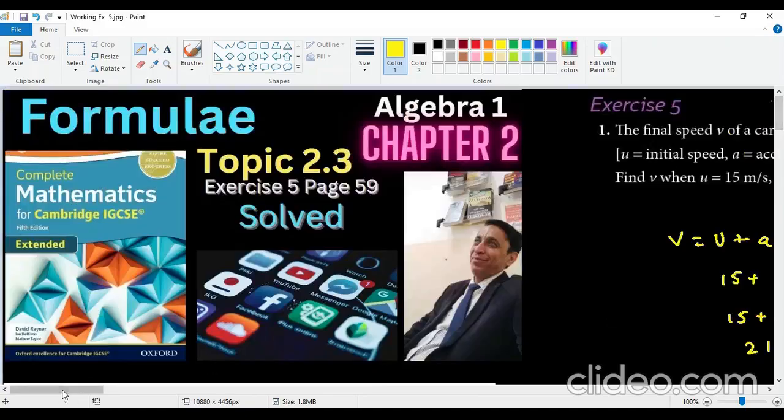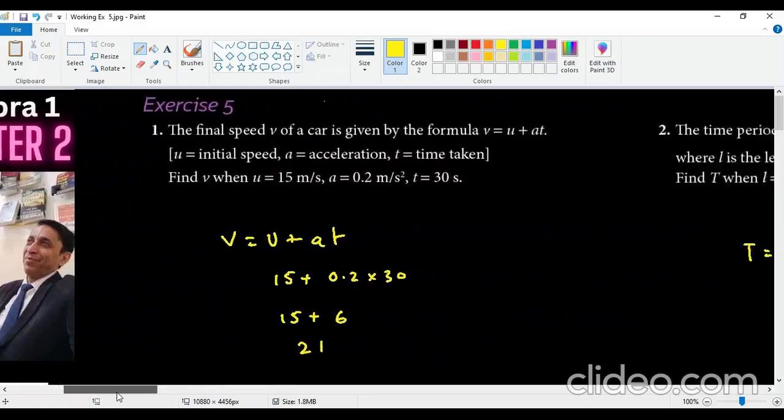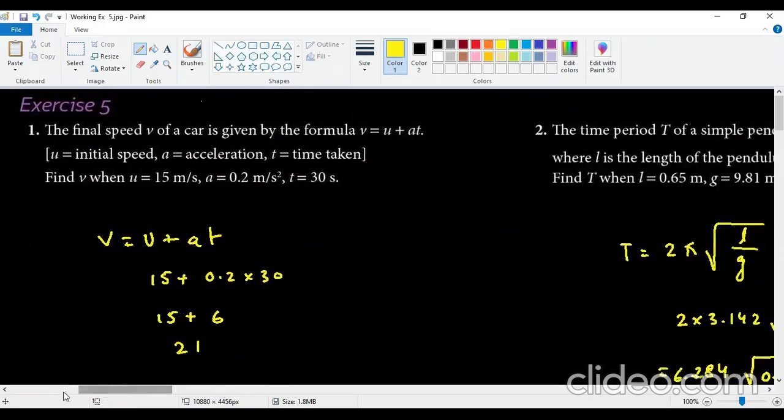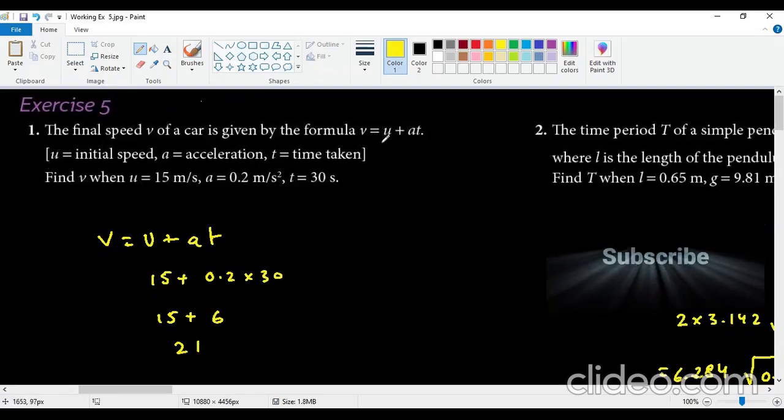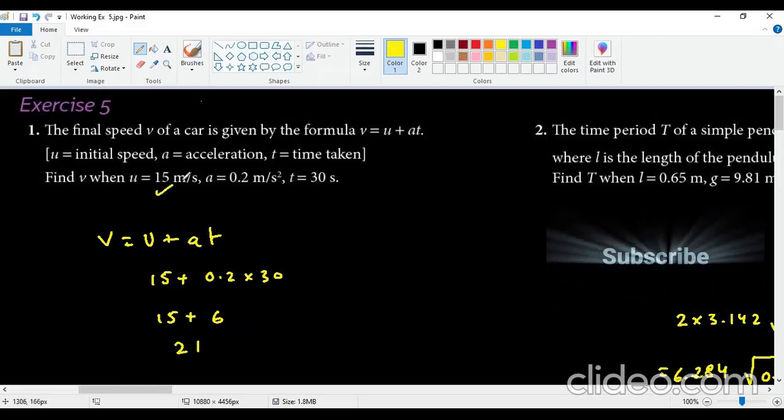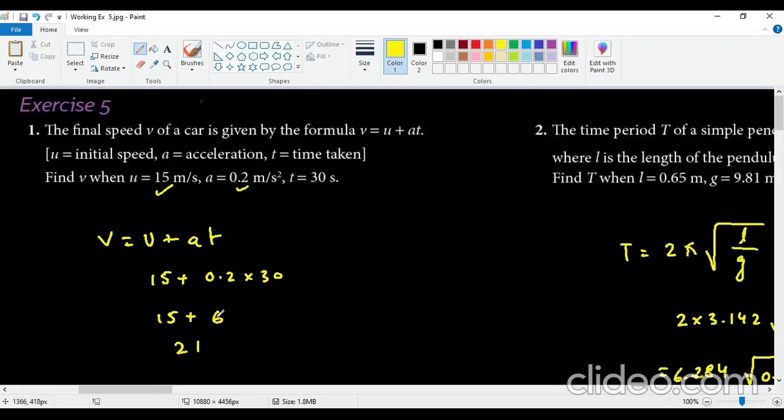Now, the little change I have made in this exercise is that I have already solved these questions for your ease and for the sake of saving time. Here, we just need to substitute the values in the given formula and get the answer. As for example, in question number 1, the formula is v equals u plus at. So the value of u is 15, which is given in the question itself, and then the value of a, which is 0.2, and time is 30. So I have substituted all the values and I have got 21 as the answer.